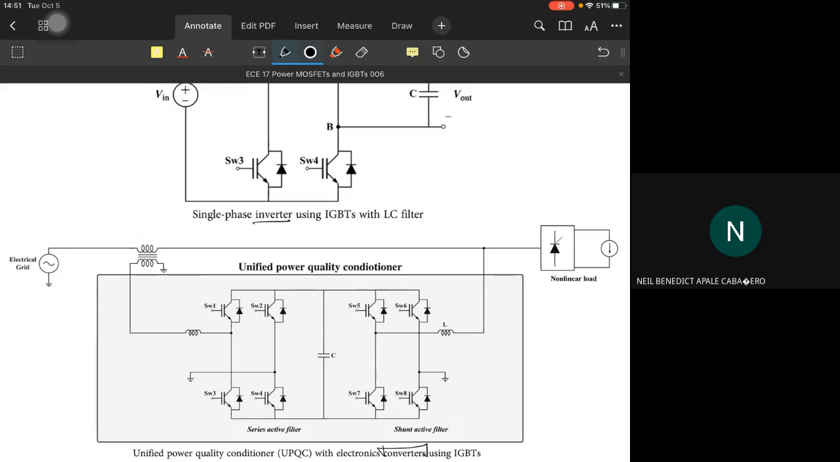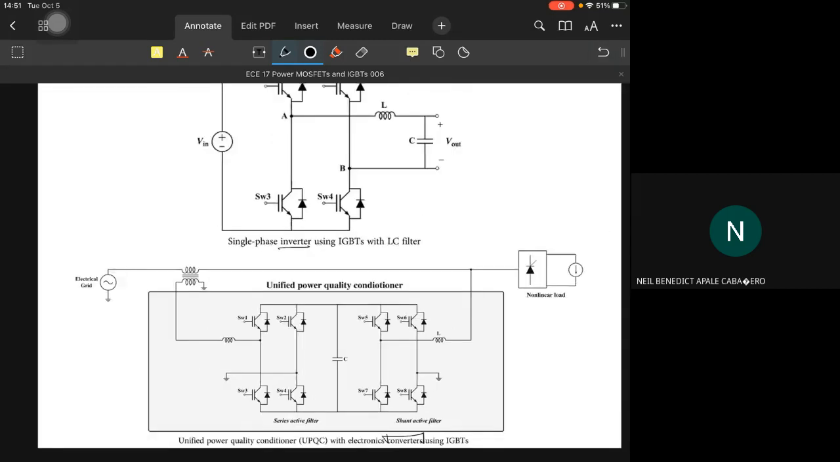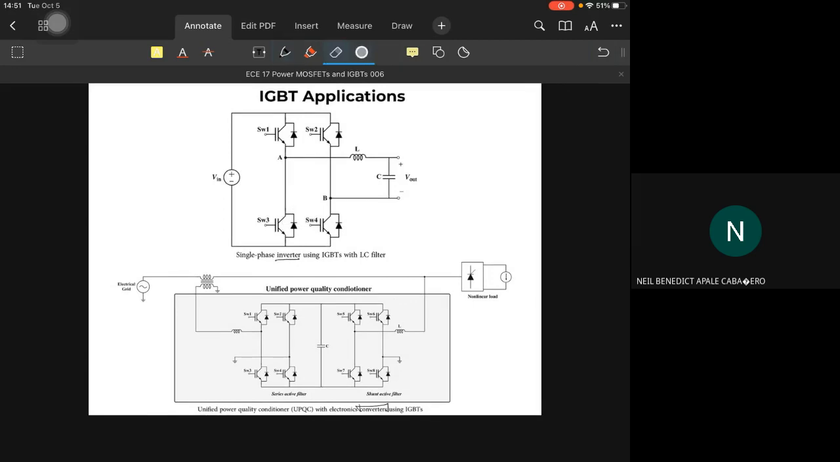So converter, unified power quality conditioner. So dili nato makita, ma-observe kung asa magamit ang IGBTs. So mga converters and inverters. No? So how to analyze these circuits? Puan-puan pa na siya pag dito nagita sa actual topic sa converters. Right now, please kabalota kung asa makita ang mga each power electronic devices.